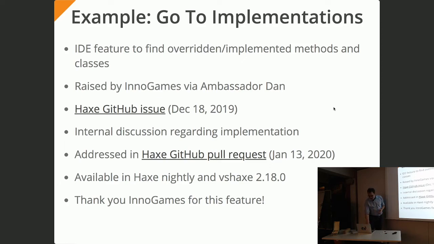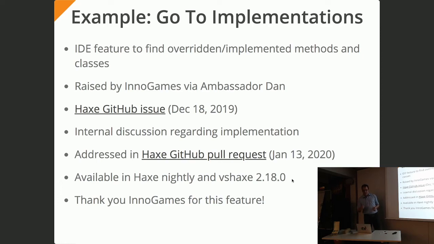In this case, it took a bit less than a month, but considering there was Christmas in between and New Year and that kind of stuff, and we actually had to discuss a bit on how we want to do that, I think that's still a good turnaround. And it's now available in the current Haxe Nightly and VS Haxe 2.18, which I think is the current release.